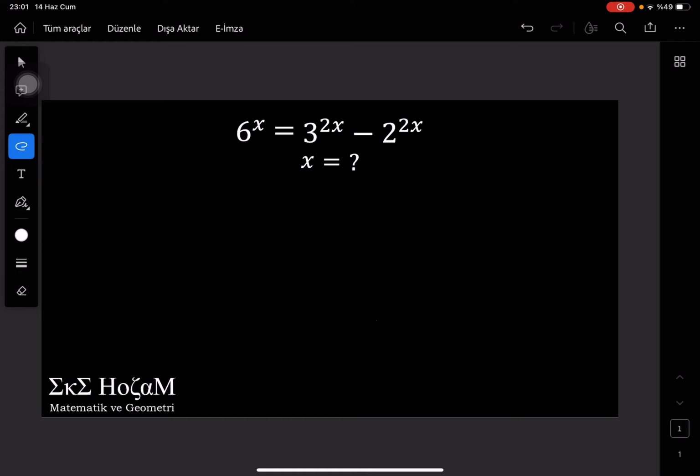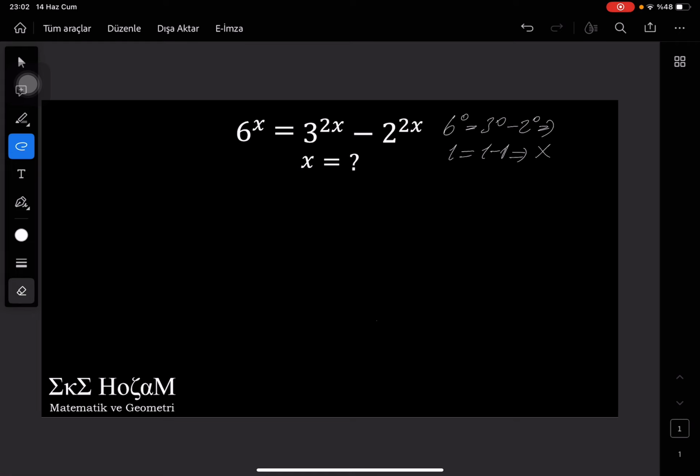So let me substitute 0, let's say. 6 to the 0 will be 3 to the 0 minus 2 to the 0, and it will be 1 equals to 1 minus 1, which is not valid, or which is not true.